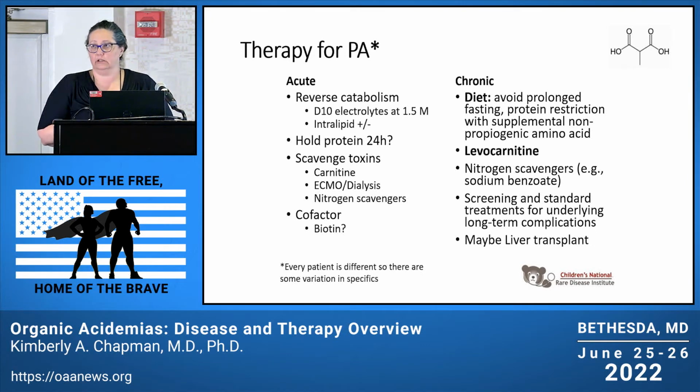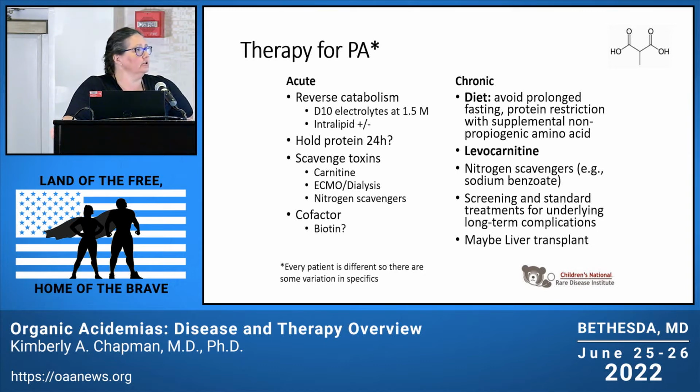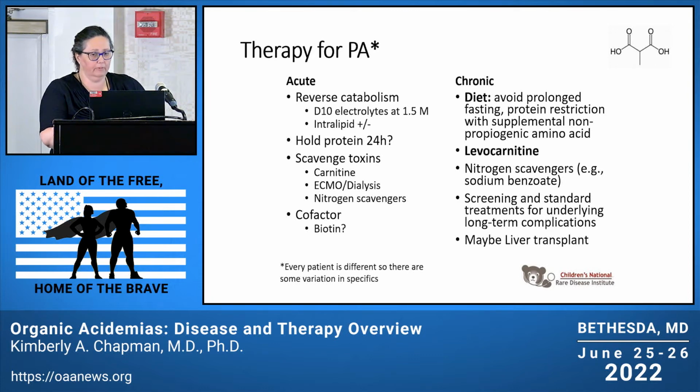But the balance there is kind of complicated. And in some cases, you may not even need the non-propiogenic amino acid supplementation because your protein amount is such. We're going to use levocarnitine. We also become deficient in levocarnitine, so I have to prevent that deficiency and scavenge the acid. We might use nitrogen scavengers if ammonia is one of your major problems. And then we're going to screen and do standard therapies for the underlying long-term complications.